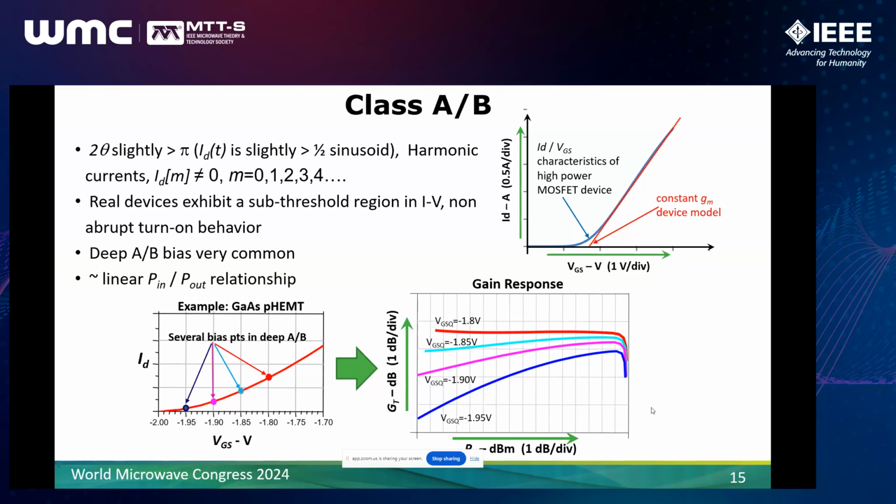If we bias it quite deep in the subthreshold region, the gain response will increase. You'll have increasing gain with drive level. And as we bias it less deep in AB, we'll find a point where the gain is fairly flat with drive level. So again, the intent here is to intentionally point out that the subthreshold region is quite important, and there will be a point deep in the class AB bias where the gain is fairly constant.